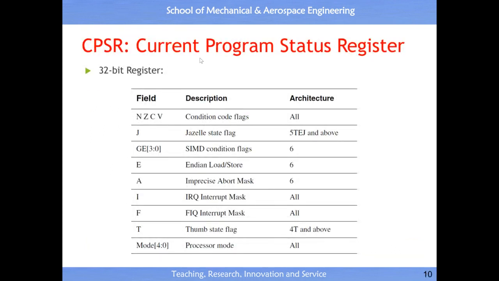So in any digital computer, there will be at least one status register. This is called the current program status register. From this register, you will be able to know the status of a computational result or condition of a computation. Okay, here you just need to pay attention to these four status. The first one is quite easy to know. N means negative. Z means zero. C means there's a carry bit. Okay, V means overflow.